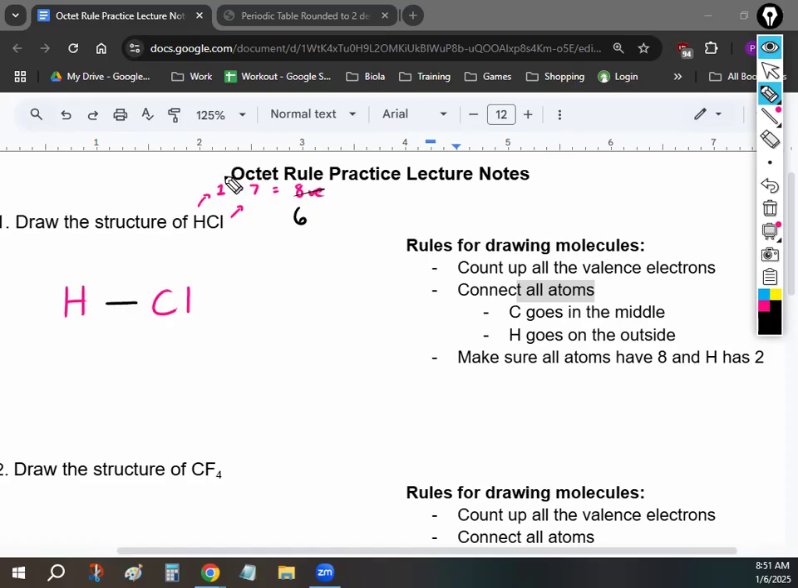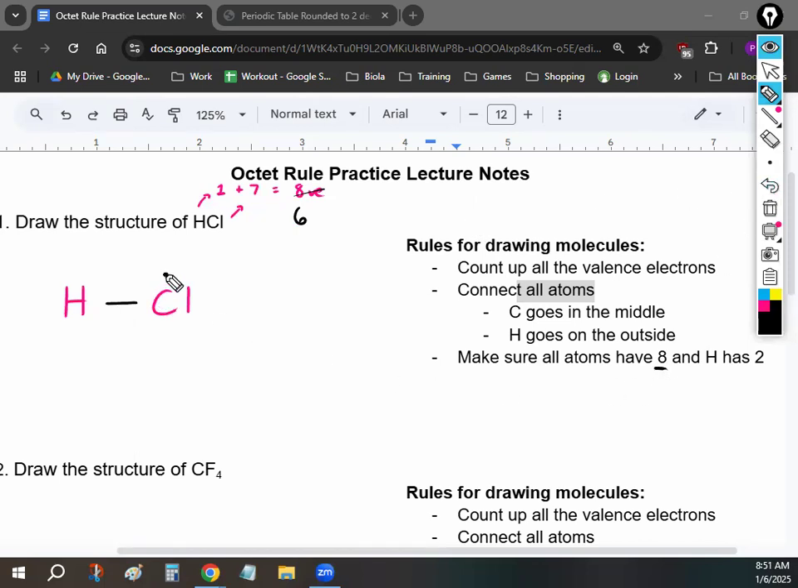All right, now if you guys remember, it's the octet rule. So everybody wants 8 other than H. H wants to have 2. So if we take a look at H, since it has a line next to it, that means it already has 2. Okay, but Cl, it has a line next to it. It currently only has 2 as well, but it wants to have 8.